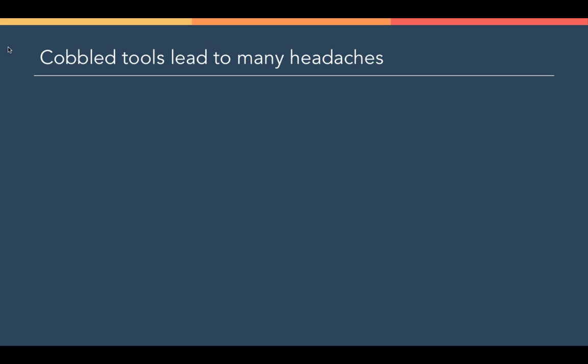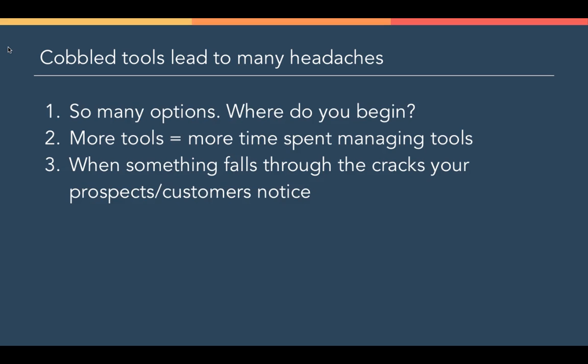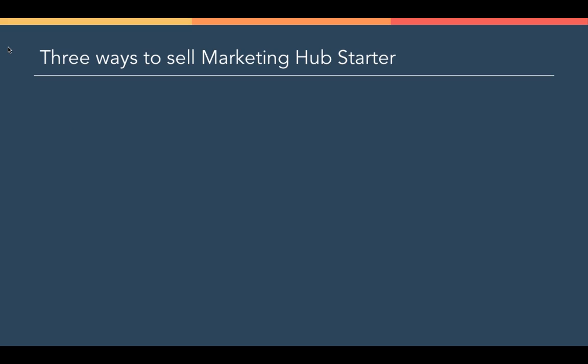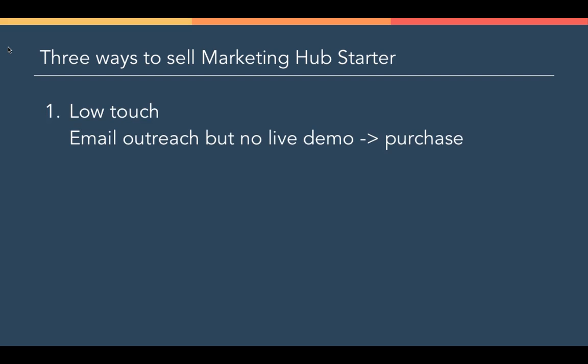So I would say there's 3 main ways. And we can just look at the couple tools, right? We just talked about this. Now, there's 3 main ways to sell Marketing Hub Starter. So I would say the first one's this low touch option, like email outreach, no live demo, and then it's a pretty quick purchase, right?